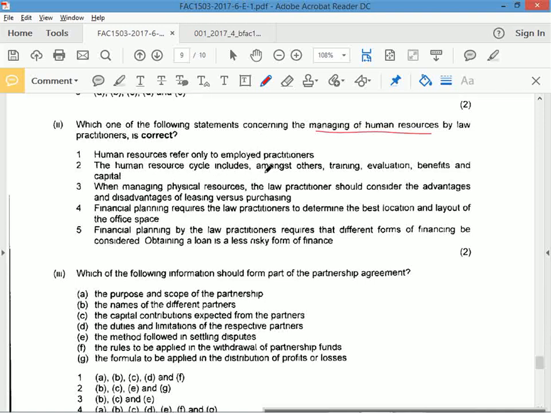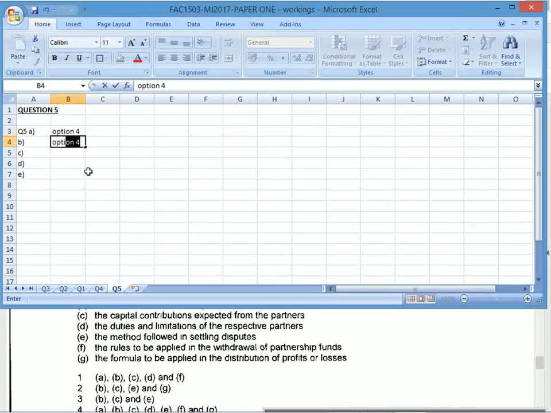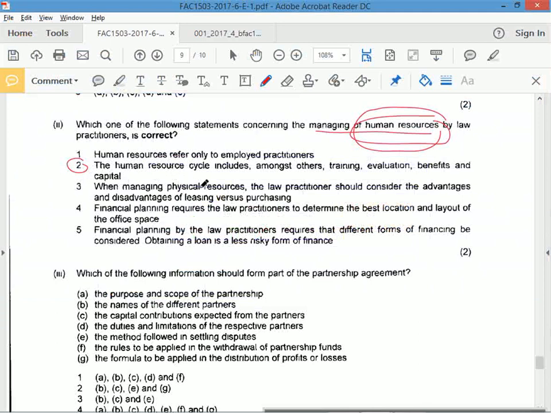Okay, the human resource cycle includes, amongst others, training, evaluation, benefits, and capital. That's possible. When managing physical resources, the law practitioner should consider the advantages and disadvantages of leasing versus purchasing. That doesn't have anything to do with HR. That one's out. Financial planning requires the law practitioners to determine the best location and layout of the office space. That doesn't form part of HR. Financial planning requires that different forms of financing be considered. That doesn't form part of HR. Right, so number 2 is correct. That's the one that relates to HR.